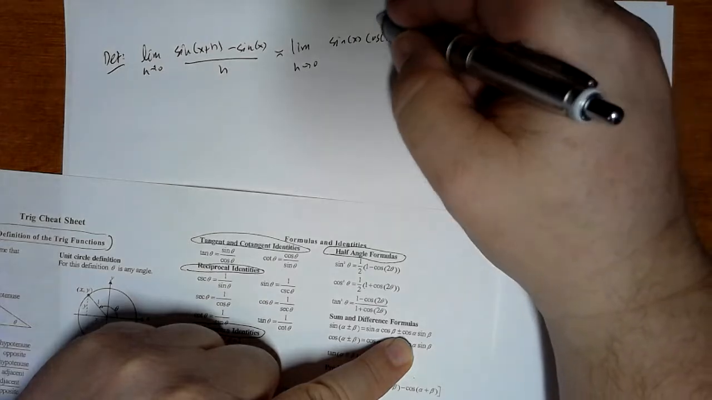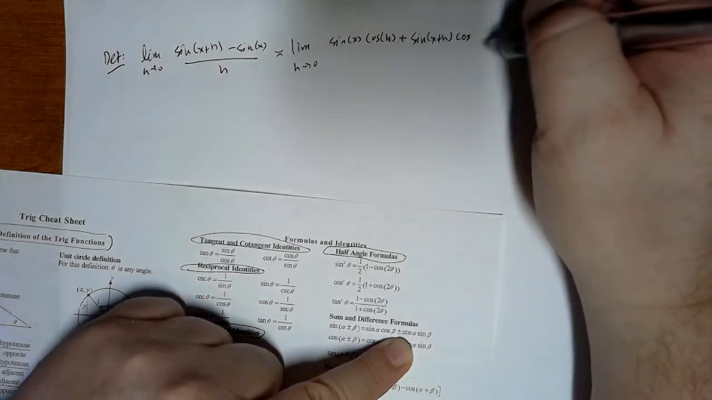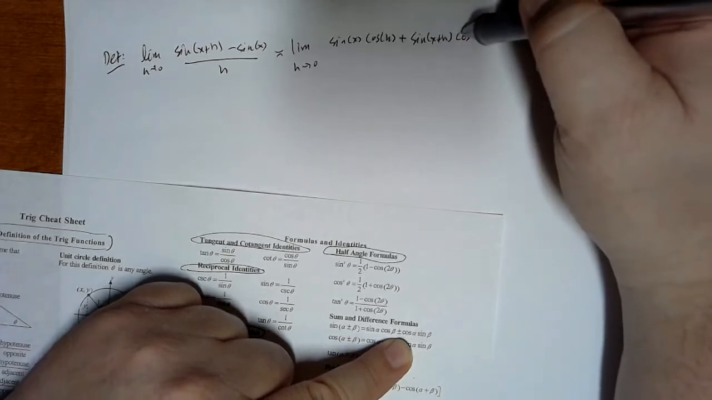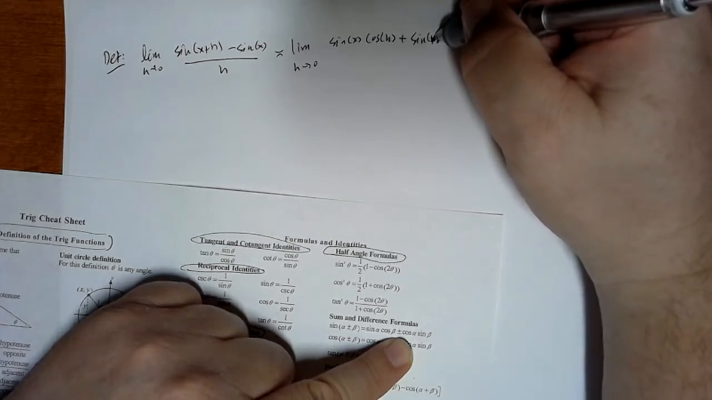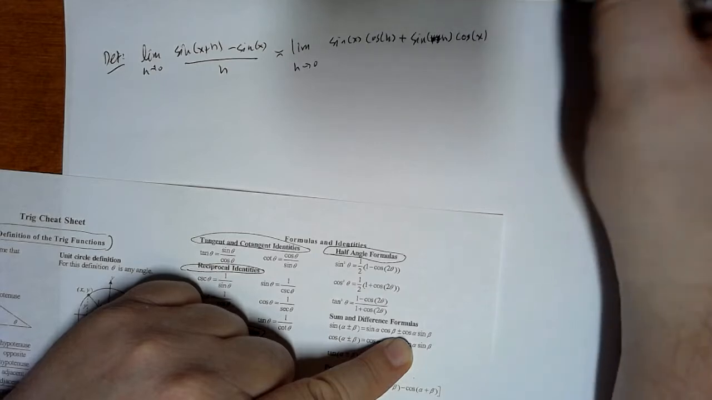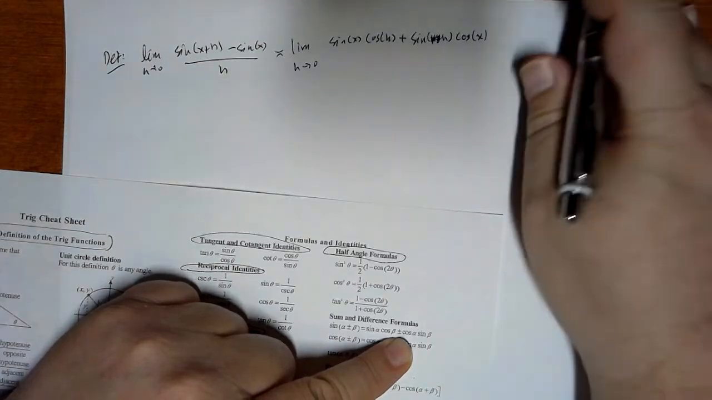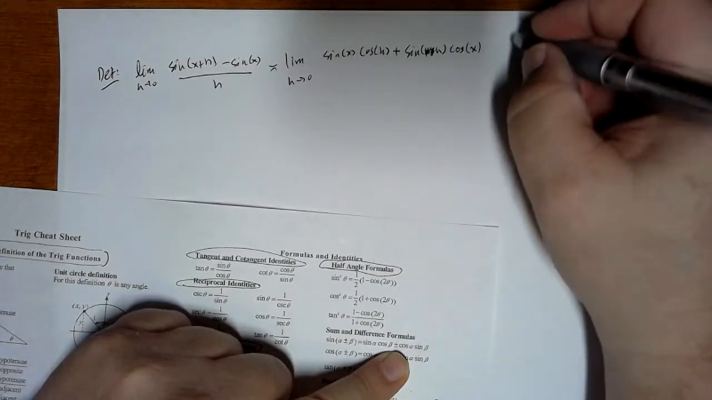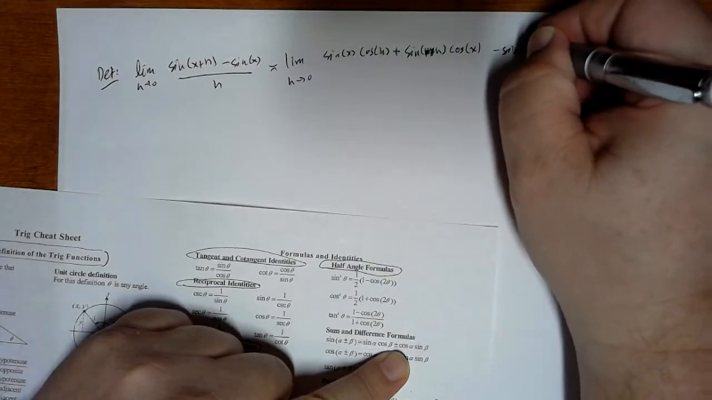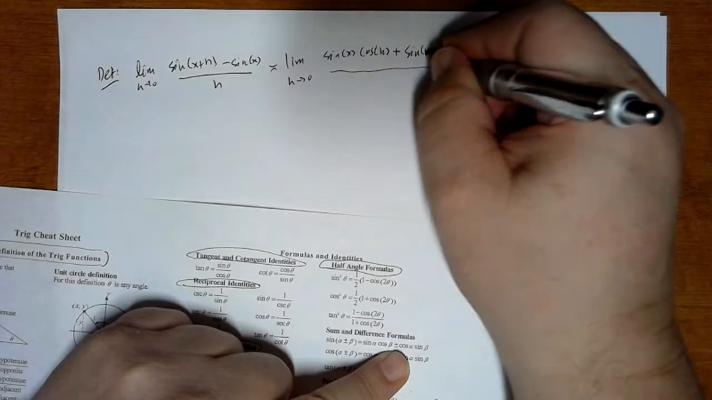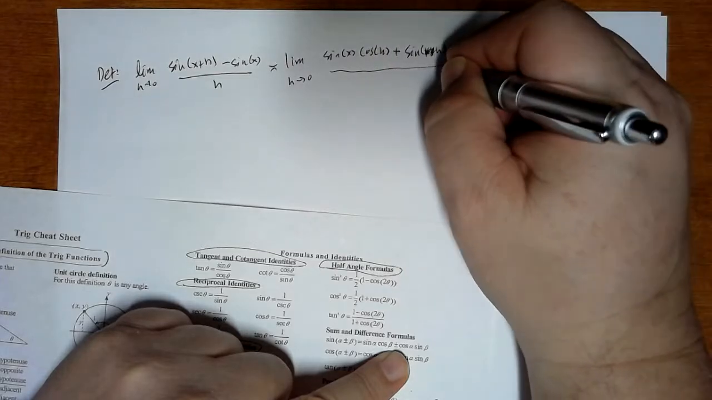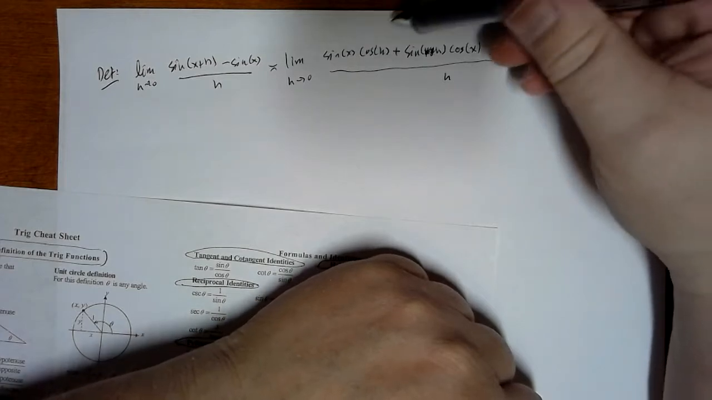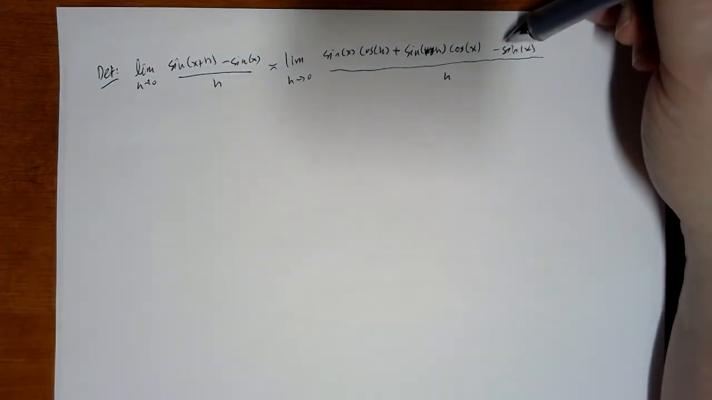Oops, wait a minute, something's wrong. That was just the sine of h, right? Sorry about that, cosine of x. And it's dark there too. Okay, minus the sine of x divided by h. Very good. Now, do you see anything useful out of this expression?